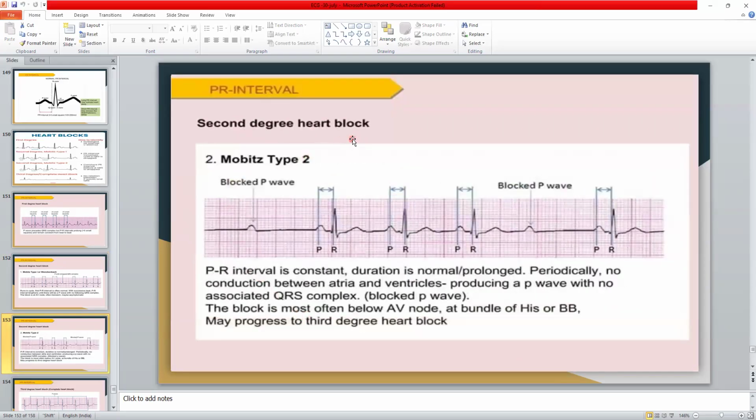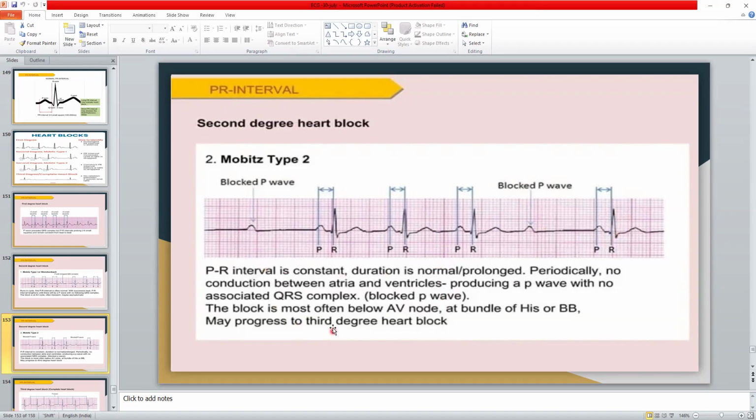Coming to the second degree heart block type 2, that is Mobitz type 2. Here the PR interval is constant, same as the first degree heart block. But periodically there is no conduction between the atria and ventricle. See, this is the normal conduction. Afterwards, this is a blocked P wave. There is no QRS complex. It's known as a blocked P wave. Again, there will be a normal PQRS complex, with a normal PR interval.